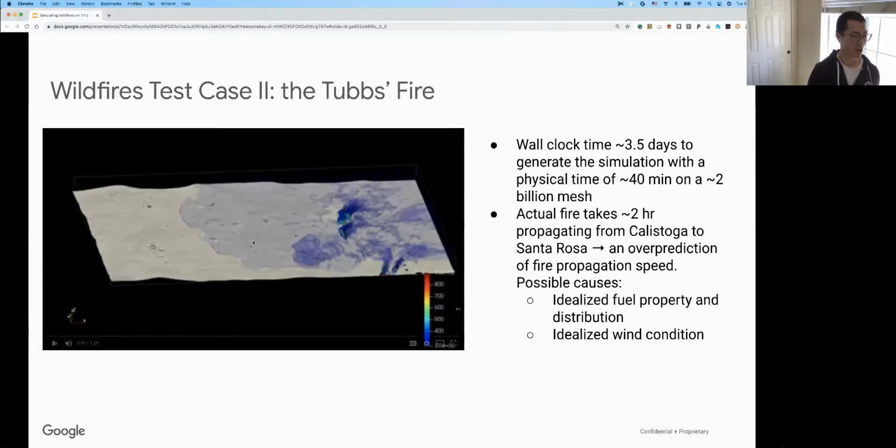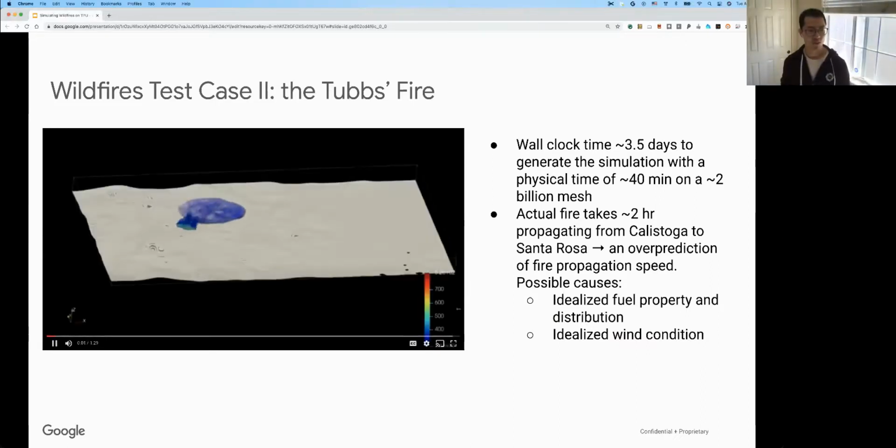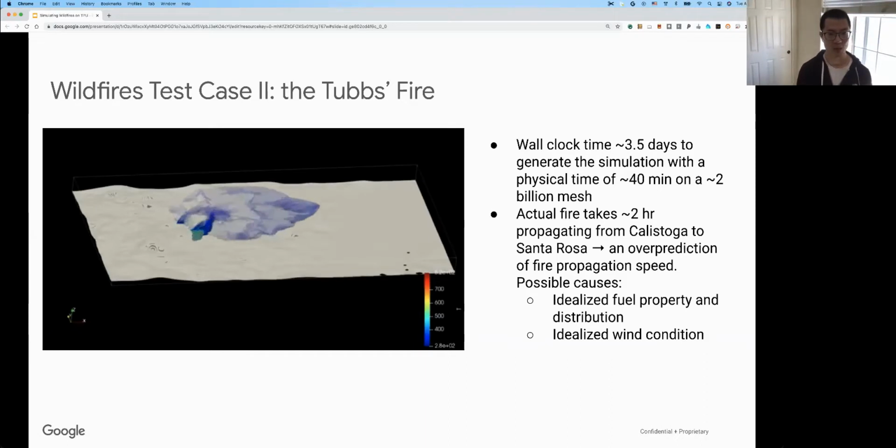Here, this video shows our simulation results. In our simulation, we found that the entire duration of this fire is around 40 minutes.